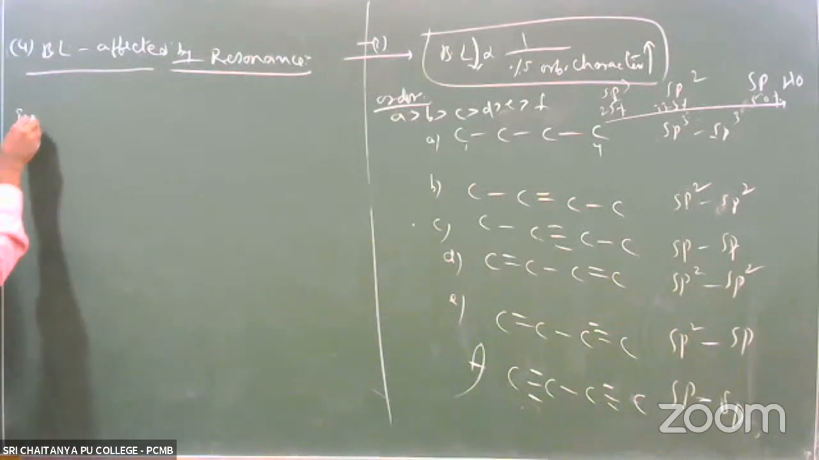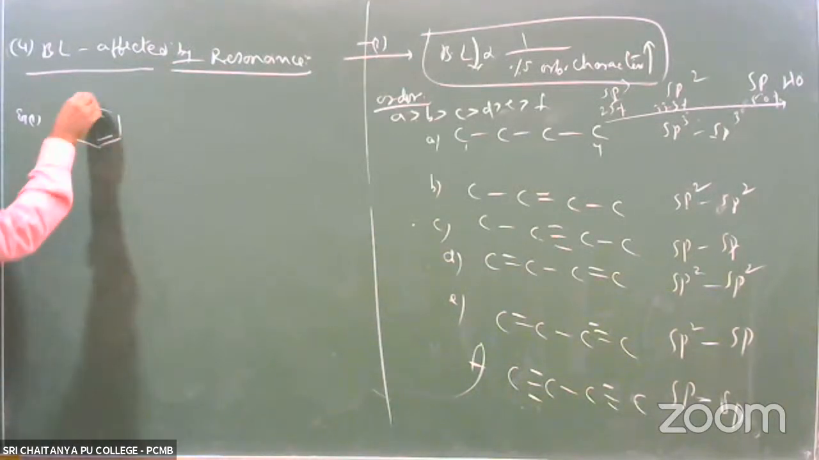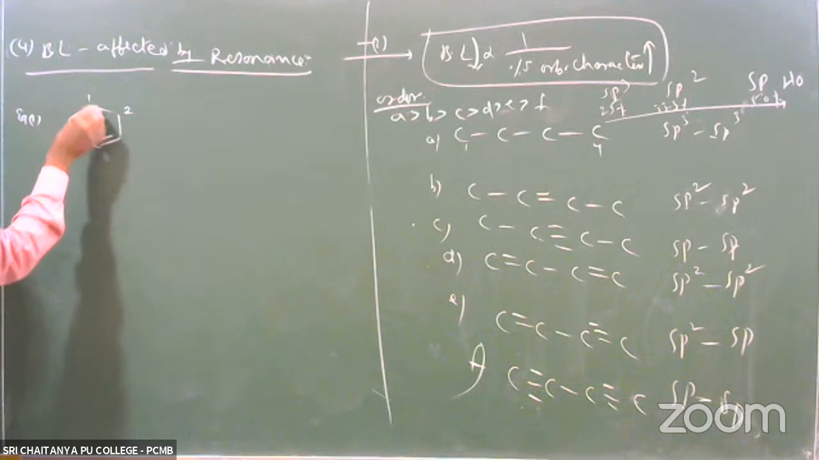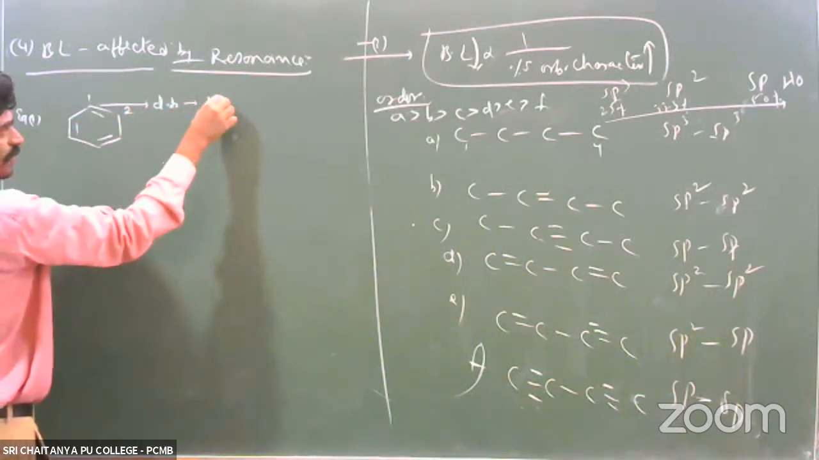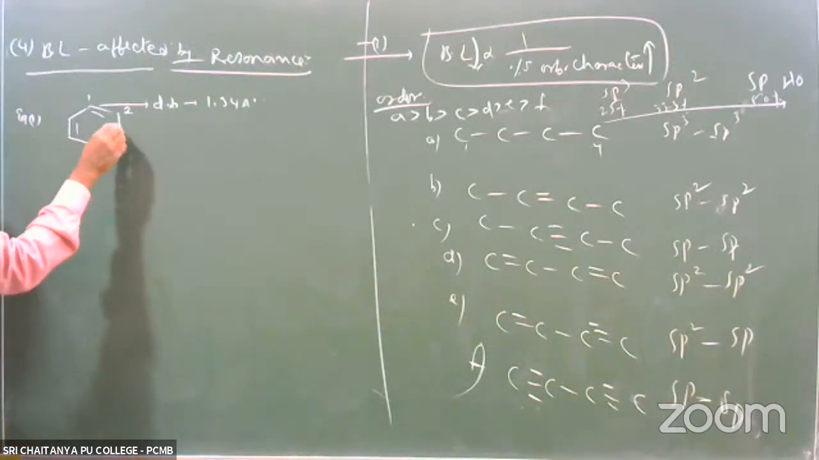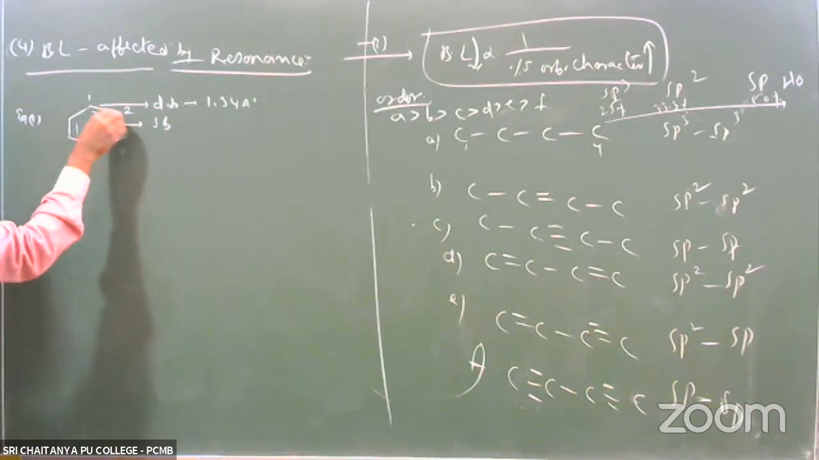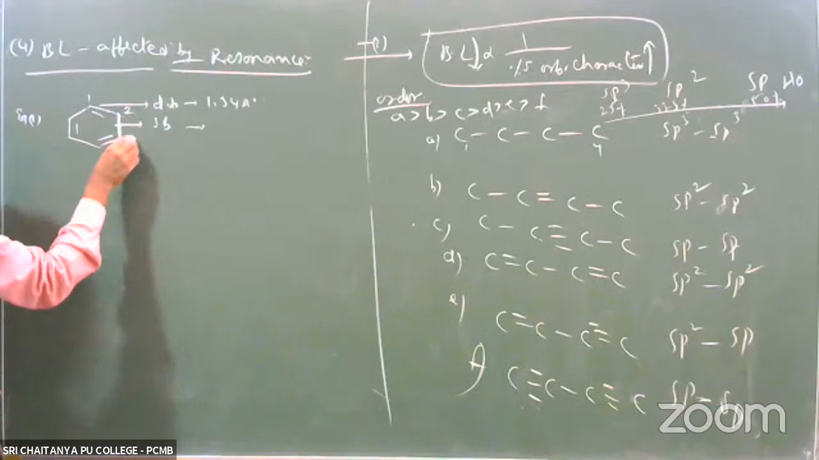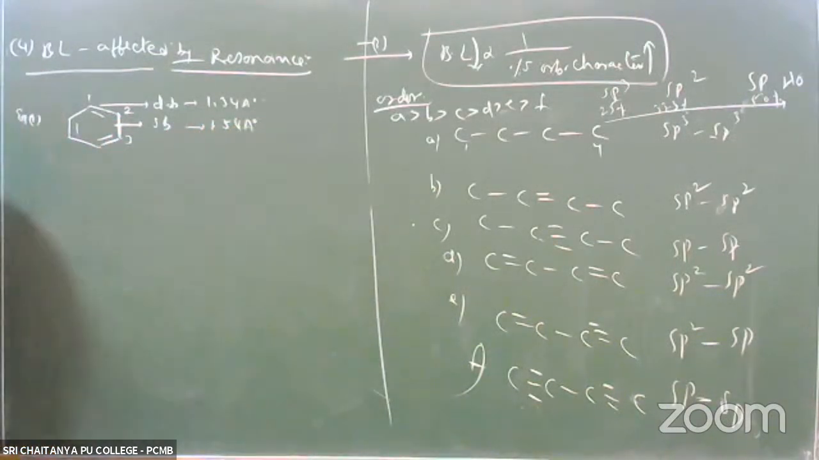So one example, take benzene. Benzene, right? 3 pi bonds are there. So between these two carbon atoms, 1 and 2, a double bond is present. The double bond length is 1.34 angstroms. And between 2 and 3, a single bond is present. So the bond length between carbons 2 and 3 is 1.54 angstroms.